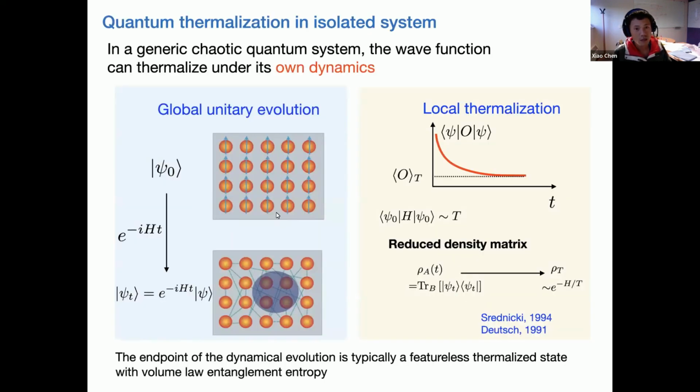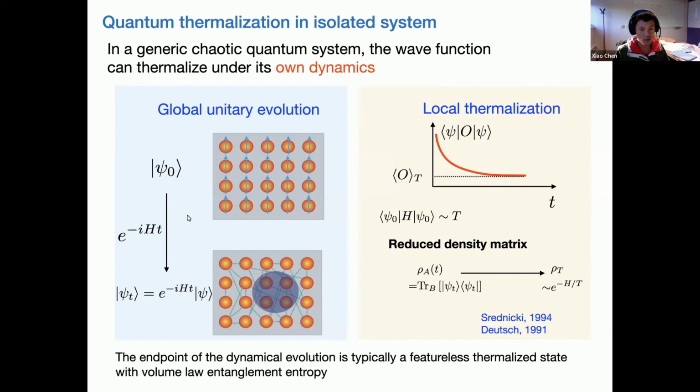So I will first briefly review the closed quantum system. We know that for a generic quantum system, the system is interacting and chaotic. We expect that the wave function can thermalize under its own dynamics. For instance, we start with a product state with a lot of qubits in the system, and then we evolve the system with a global unitary evolution.